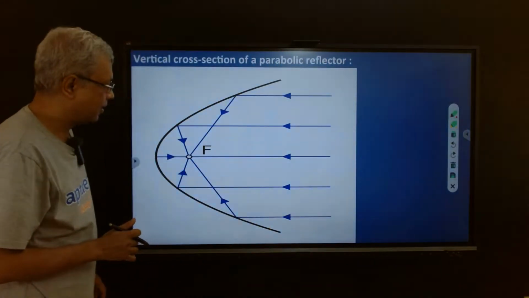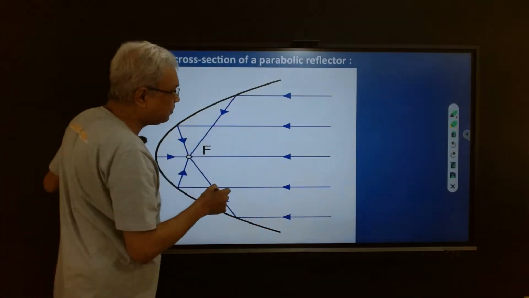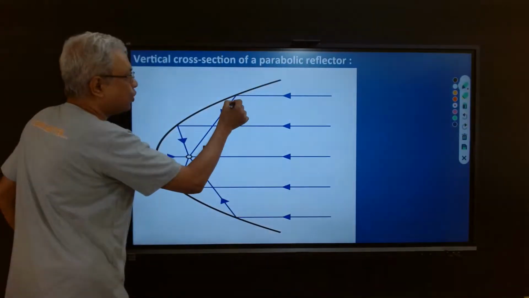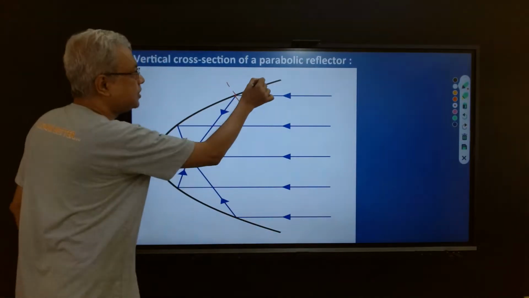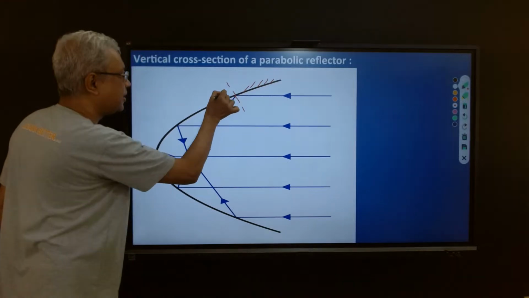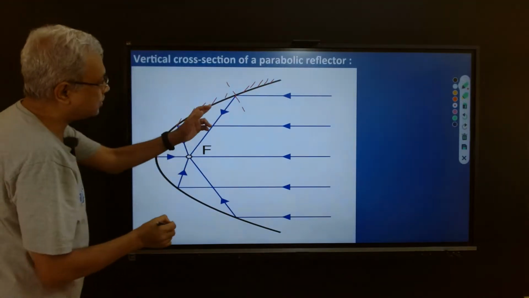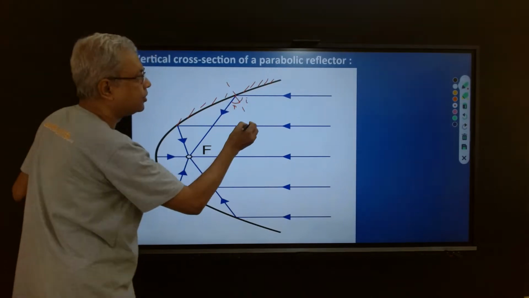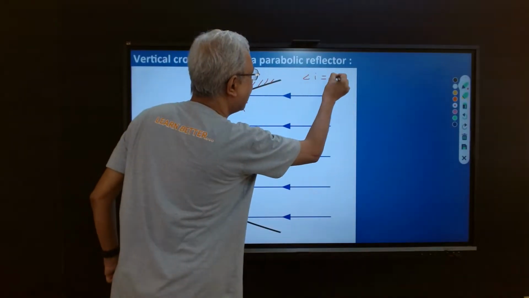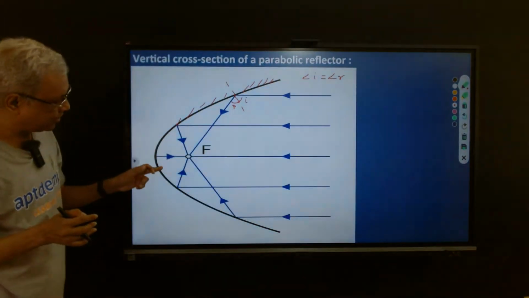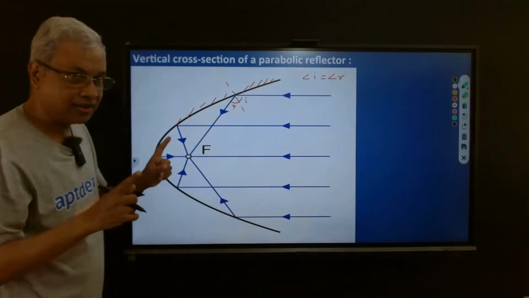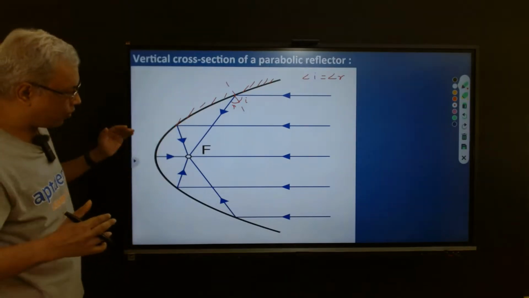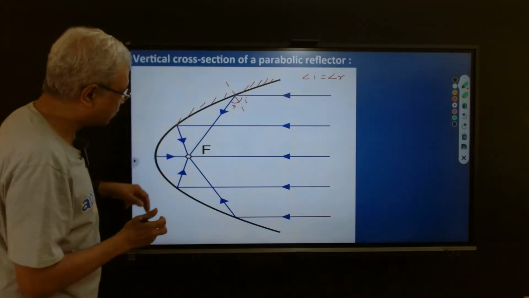This is a physical phenomenon. And see, reflection obeys Snell's law, you know. It is a reflector sort of thing. Snell's law means the angle of incidence is equal to the angle of reflection. So angle I is equal to angle R. At every point, if the light ray obeys Snell's law, that means the angle of incidence is equal to the angle of reflection, then all the reflected rays will pass through this point.